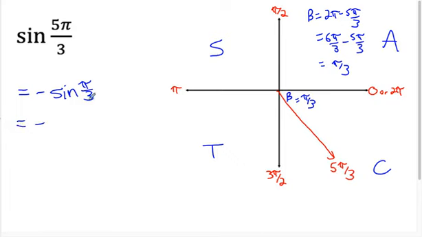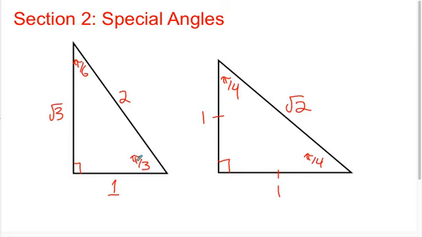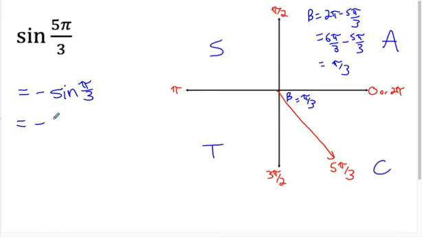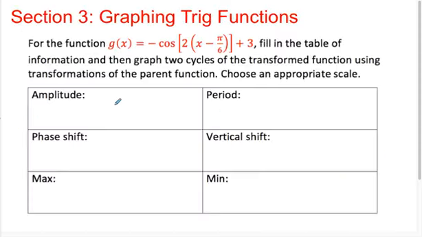So pi over 3 is a special angle. Look back to your triangle. Sine is opposite over hypotenuse. So here's pi over 3, opposite root 3, hypotenuse 2. So I can use that special triangle, and I get negative root 3 over 2. And you could check on your calculator. Your calculator will give you an approximate answer. Type sine 5 pi over 3, type negative root 3 over 2. They should be the exact same approximate answer.